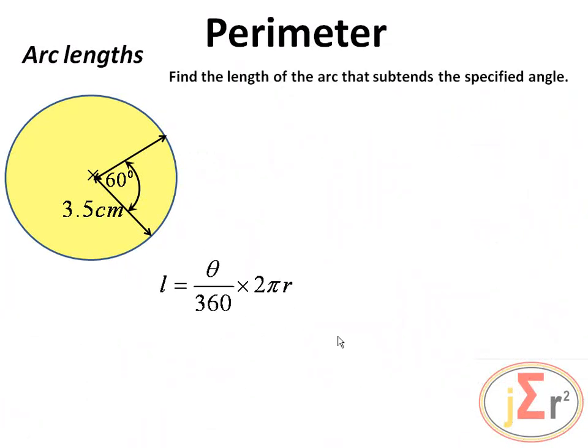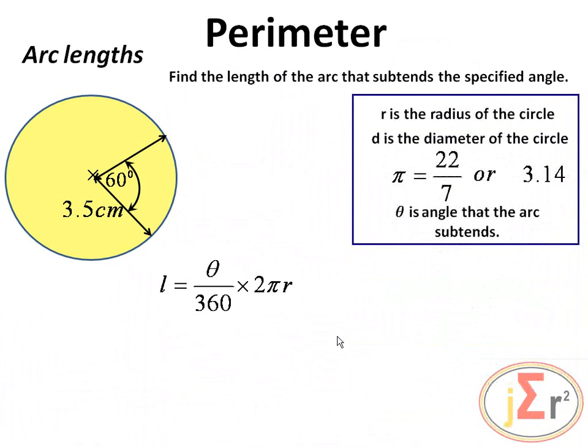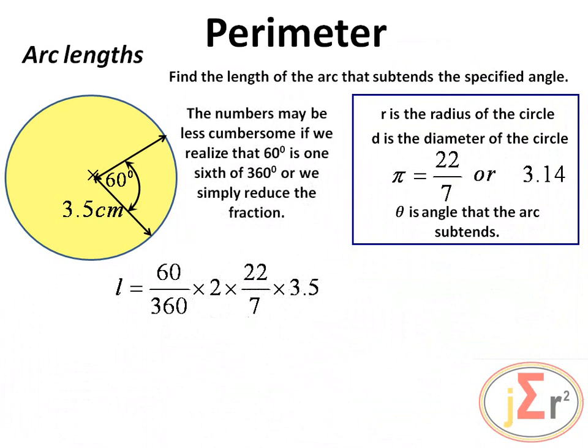So we have another one. As a matter of fact, we have the same problem, and what do we say? The numbers may be less cumbersome if we realize that 60 degrees is 1/6 of 360 degrees, or we may simply reduce the fraction. So instead of multiplying all the numerators and multiplying all the denominators, we might take an approach where we use simplification of fractions in order that the numbers that we have will be smaller.